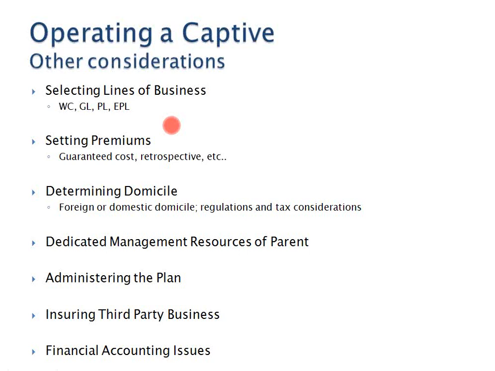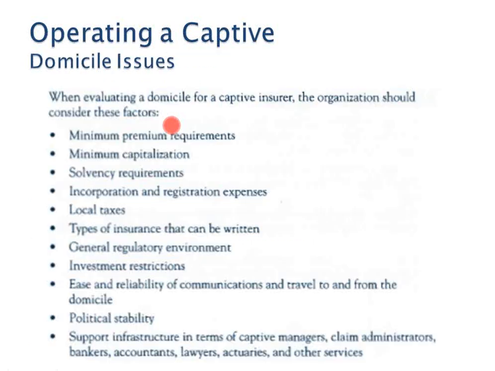And then the other considerations are financial accounting issues, how the tax implications, all those things have to be considered, such as when you're going to recognize revenue. Because it truly is a new company, and the insurance rules are a little bit different because you're holding money for a long period of time to pay for claims. And so there's a lot of implications for the parent company to consider when they decide to operate a captive.